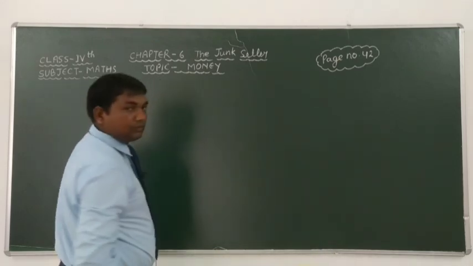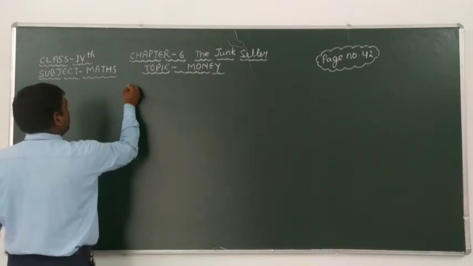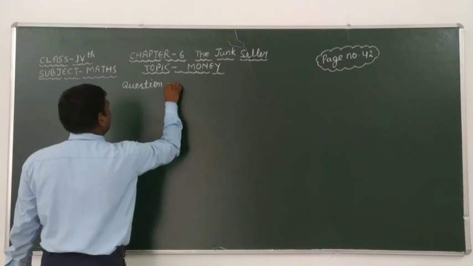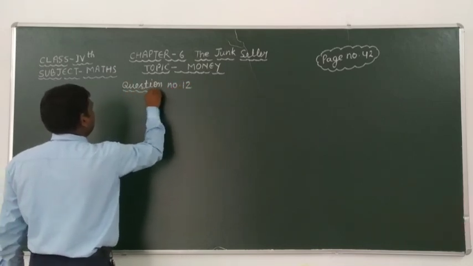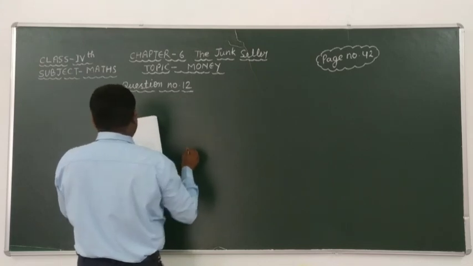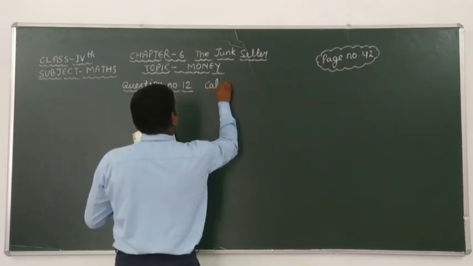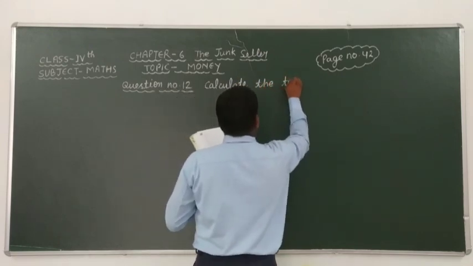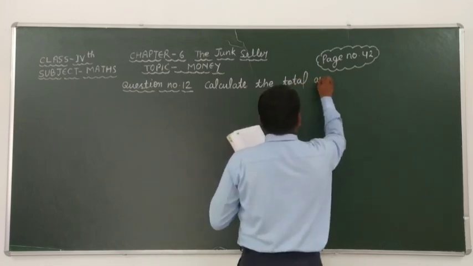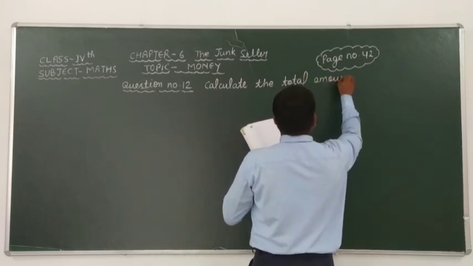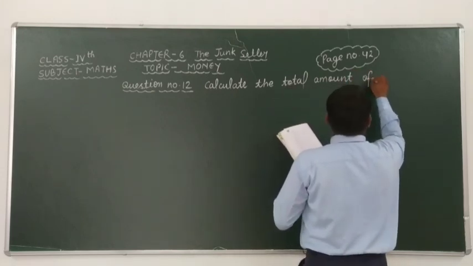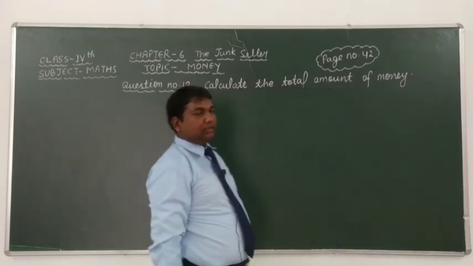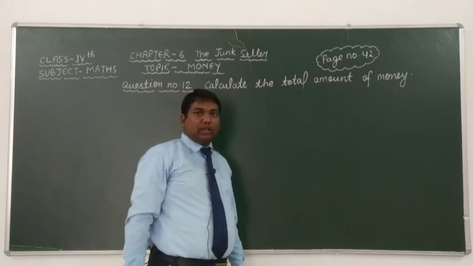Question number 12. Okay students? Question number 12 is: calculate the total amount of money. Okay students, in this question here we have to calculate the total amount of money.